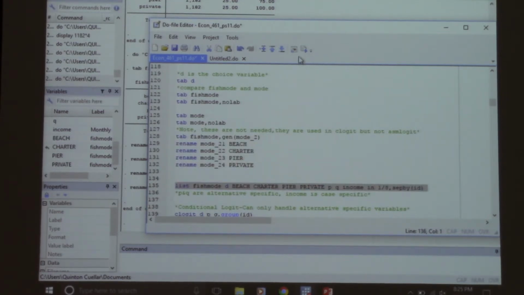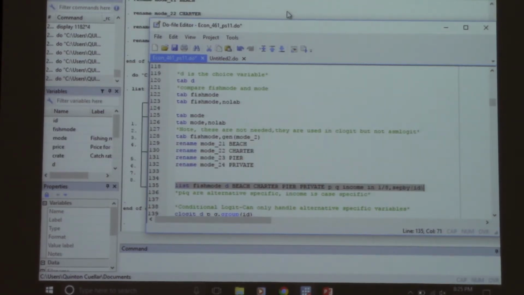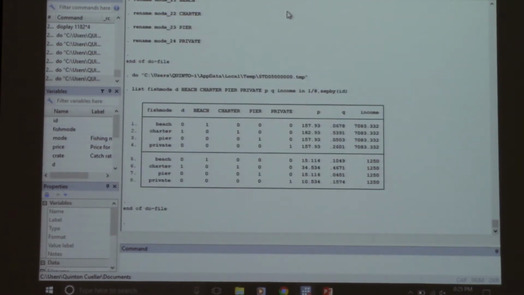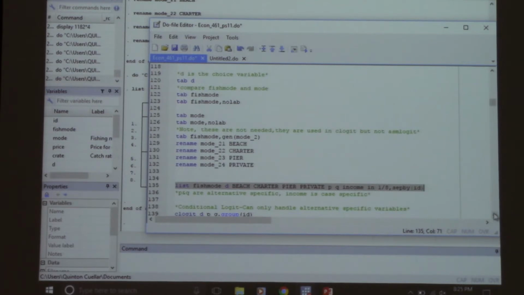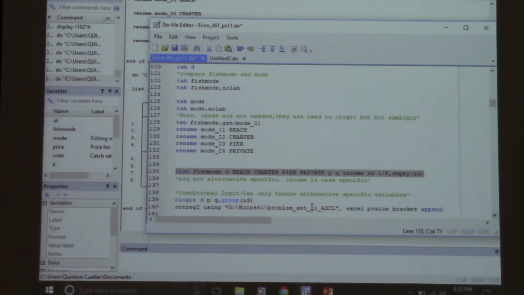Mostly want to see this. Yes, everything looks right. So this is how we want the data set up. We've got the dummies we just created using the tab gen, and then we've got the fish mode that was generated using the reshape command. All right, we can do a conditional logit.